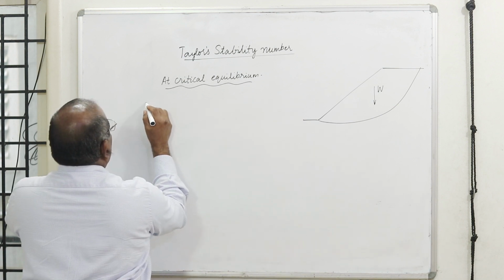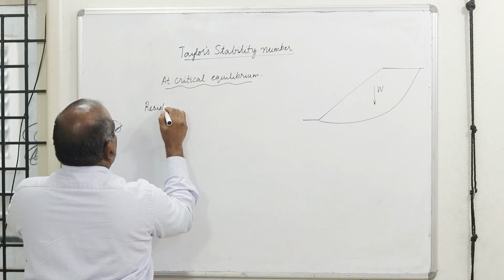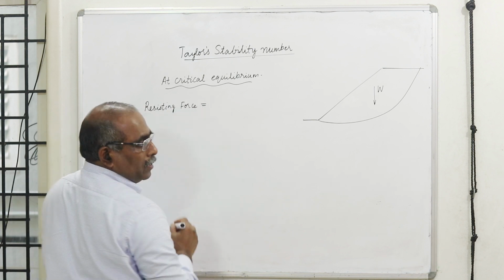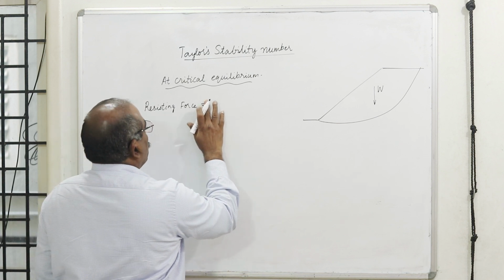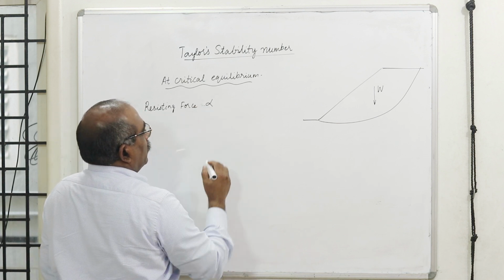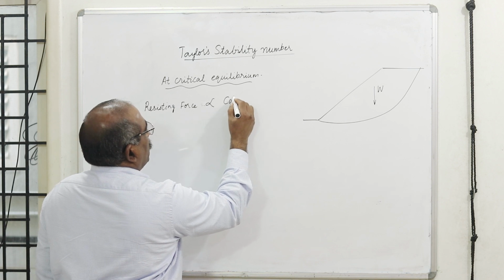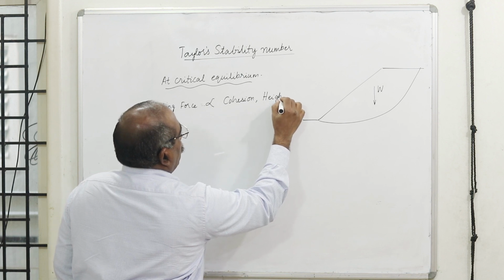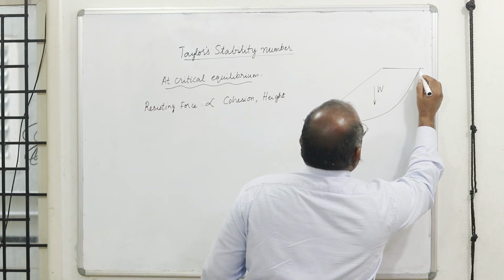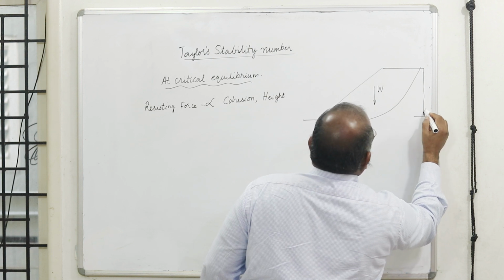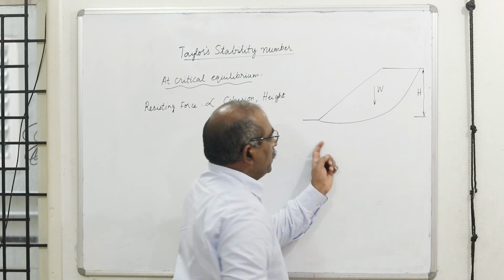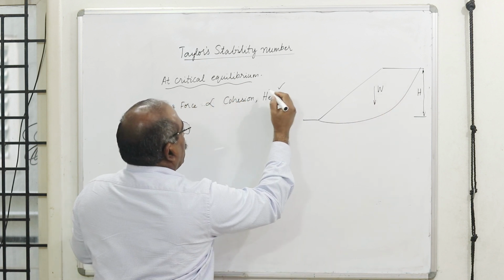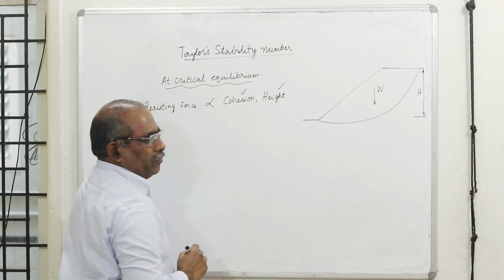What is the resisting force? Resisting force is proportional to the cohesion of the soil and the height of the slope. Now, this is the height of the slope. If you increase the height of the slope, this length is going to increase. Therefore it is proportional to the height, and the more the cohesion, the more the resisting force.